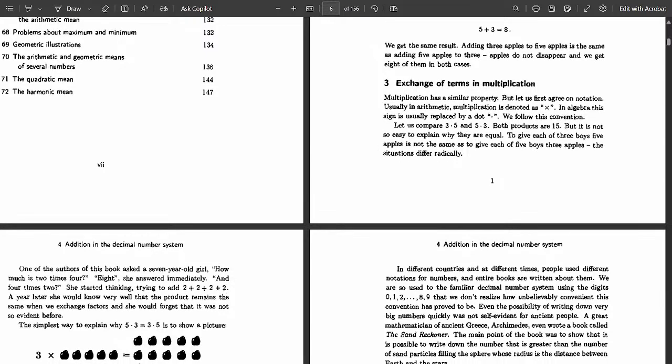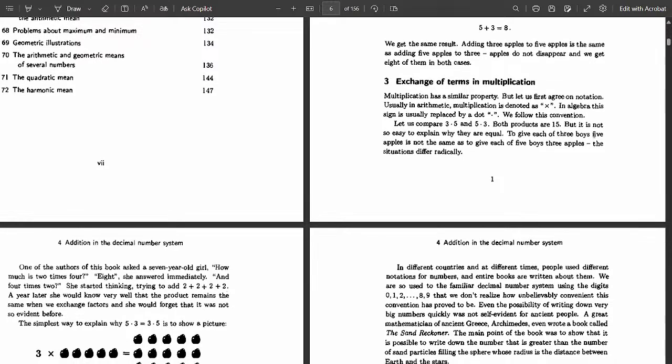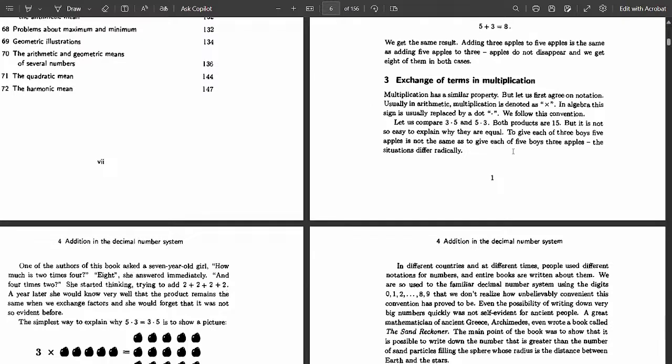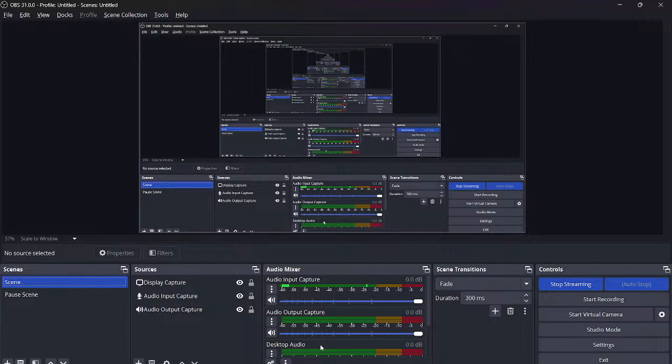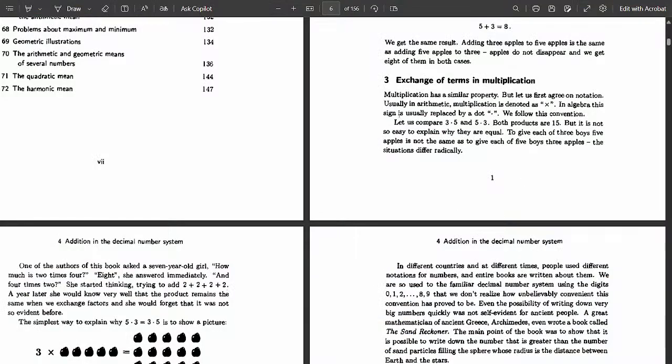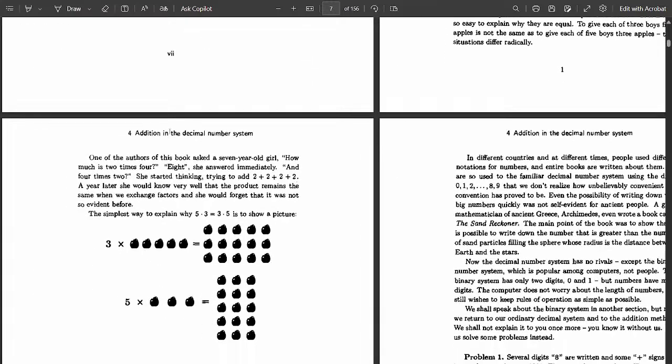Both are 15, but it's not so easy to explain why they are equal. So here comes the solution. One of the authors of this book asked a 7 year old girl, how much is 2 times 4? 8, she answered immediately. And 4 times 2? She started thinking, trying to add 2 plus 2 plus 2 plus 2. A year later, she would know very well that the product remains the same when we exchange factors, and she would forget that it was not obvious before.